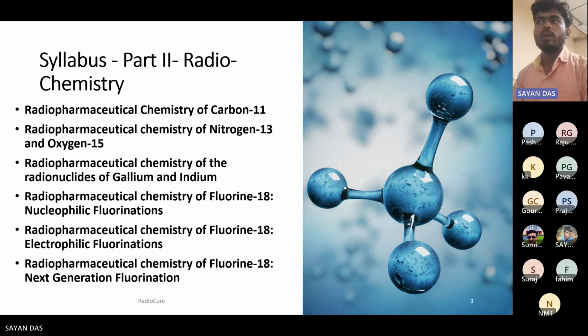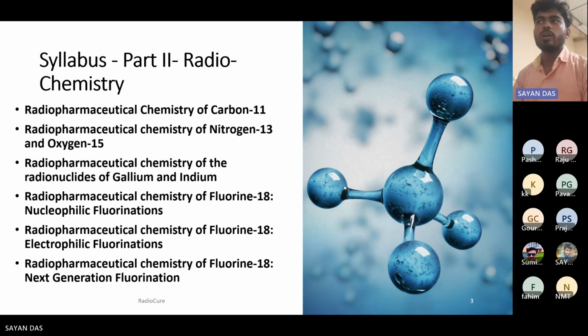Then we'll come to fluorine-18. Nucleophilic and electrophilic fluorination we'll cover in probably 1 or 2 classes on fluorine-18, because fluorine-18 we know for PET-CT, positron emission tomography scans. Fluorine-18 is the single hero, we can say. Maybe 80 to 90% of scans in PET-CT all over the world are fluorine-18 FDG scans. So that may not be covered in one single class. Maybe we need two classes for nucleophilic fluorination and electrophilic fluorination.